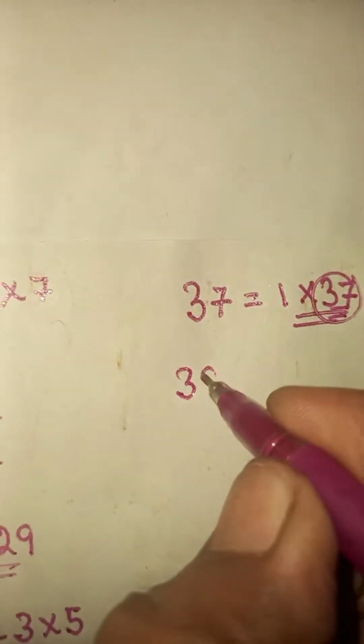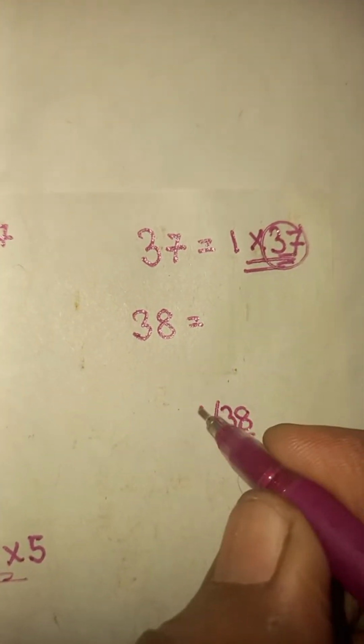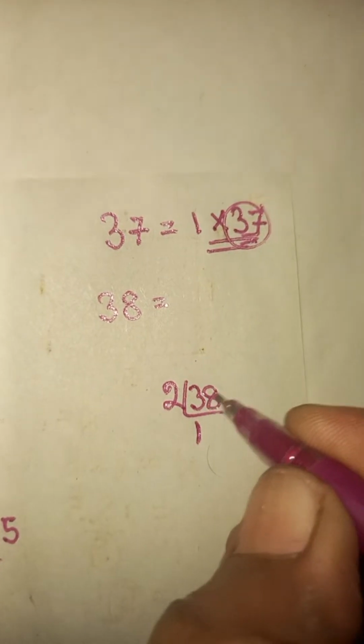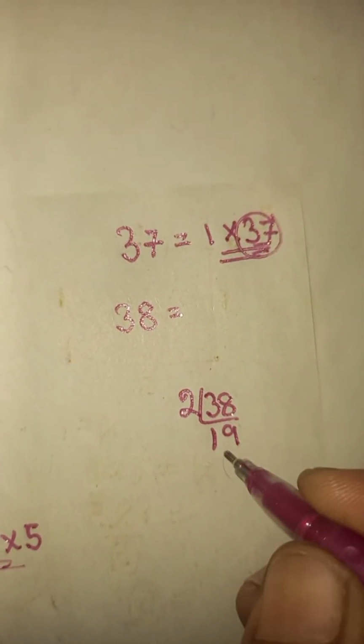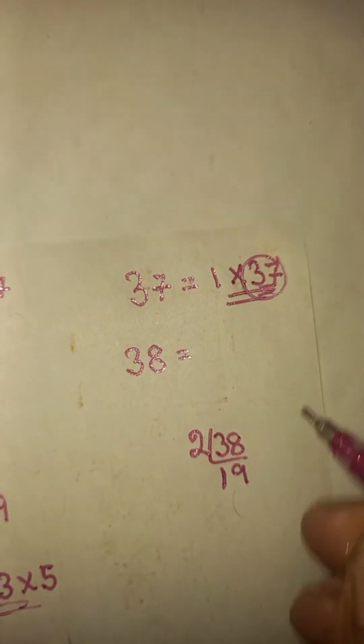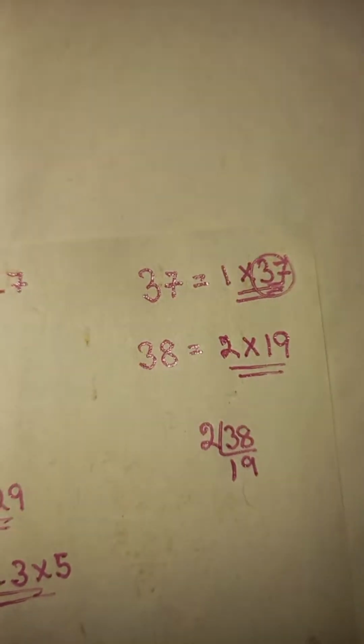Let's take 38. 38 you can divide here. 38 can be divided by 2, 1 times. 1 remains, 18. 2 times 9 is 18. 19 you cannot divide any further. It is a prime number. So 38 can be written as 2 times 19.